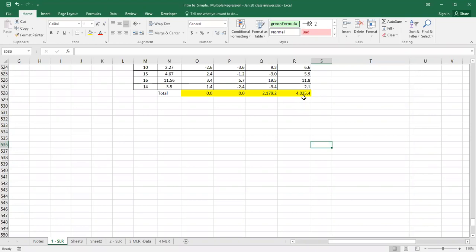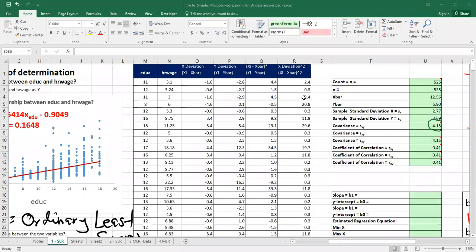Am I going too fast? Baka may chat. Paki-ano nga, guys, kung clear so far. Okay, thank you, James. Clear ba? Paki-yes lang, guys, kung clear so far. Okay. All right. Thank you.